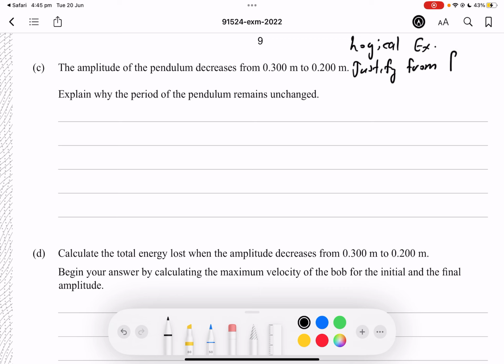So you can justify from the formula. If we justify from the formula, it's actually really simple. We say T equals 2 pi root L over g. We don't really see amplitude in this equation at all, so therefore amplitude does not affect period.